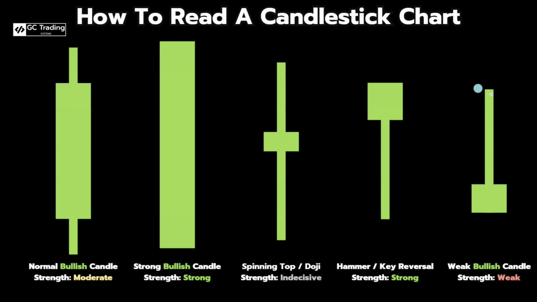And then we have a weak bullish candle. So there are a few different names for this candle, but I just call them weak bullish candles. So you can see price opened up here at the bottom. Price pushed all the way back up here to the top, but then the sellers stepped in and pushed it all the way back down. So even though this candle did close green, even though it did close higher than the open, this shows that the sellers are kind of stepping in and price might be starting to lose some momentum.